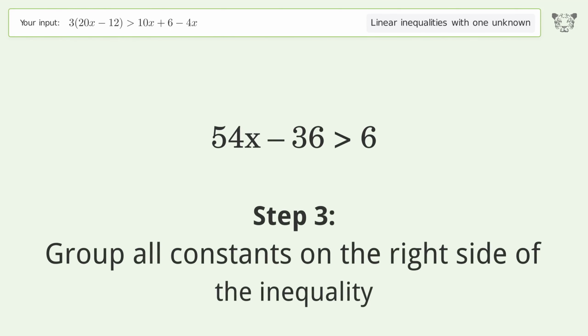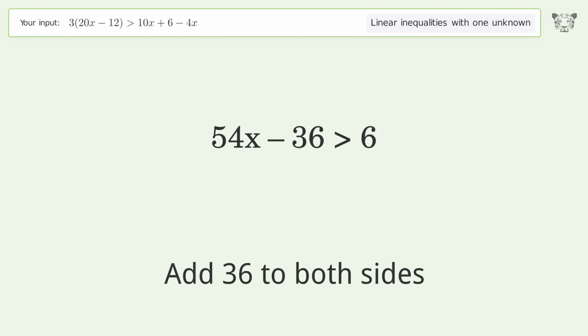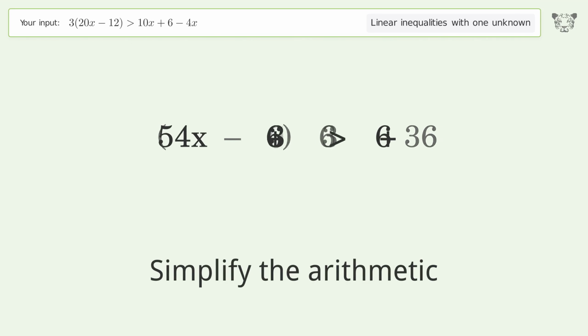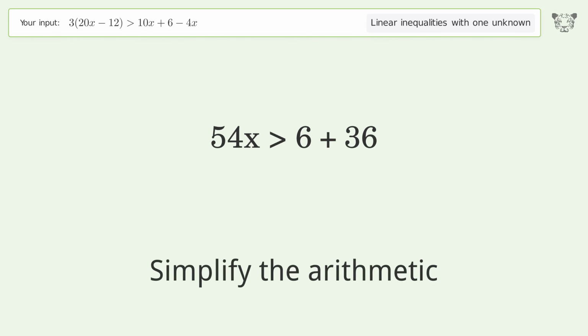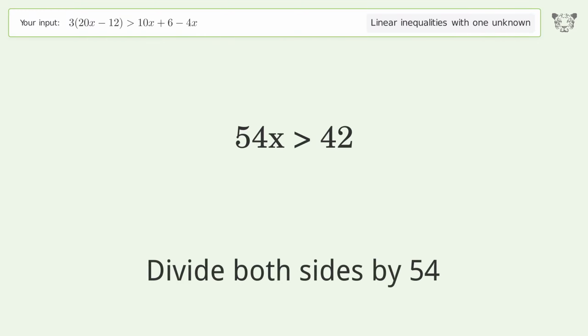Group all constants on the right side of the inequality. Add 36 to both sides. Simplify the arithmetic. Isolate the x. Divide both sides by 54.